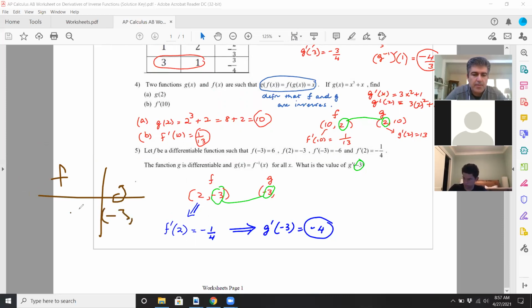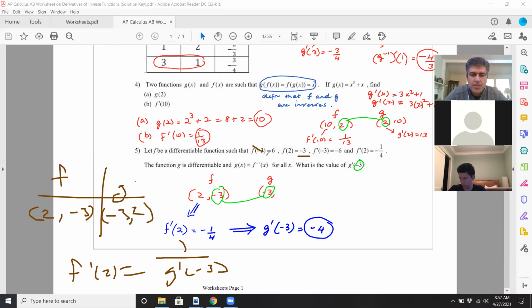-3 is the input for the inverse, so it's the output for the original. When -3 is the output for f, the input that goes with it is 2, so therefore (-3, 2) is on the inverse. So f prime of 2 equals 1 over g prime of -3.